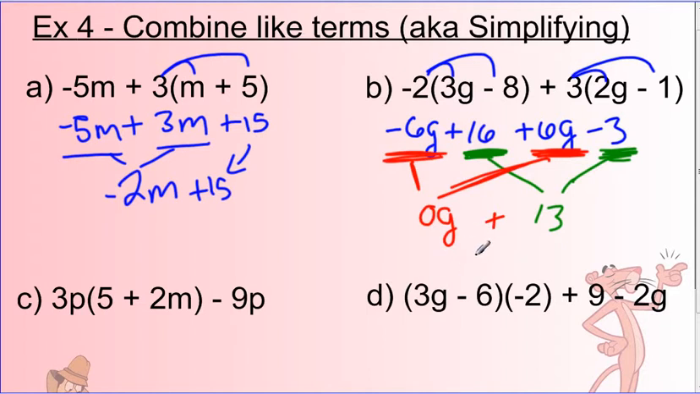And just so you know, we don't write 0g. 0g means there's none of them. If there's none of them, then we don't write it. We're just going to have the answer of 13. Isn't 13 a heck of a lot simpler than this big ugly mess? Because that's what this all means: 13. So this is a lot simpler. That's the whole point of simplifying, is it takes an ugly problem and makes it smaller and easier to understand.